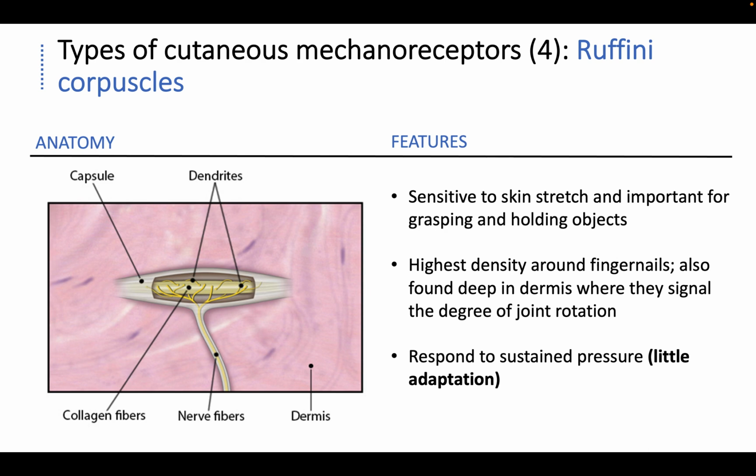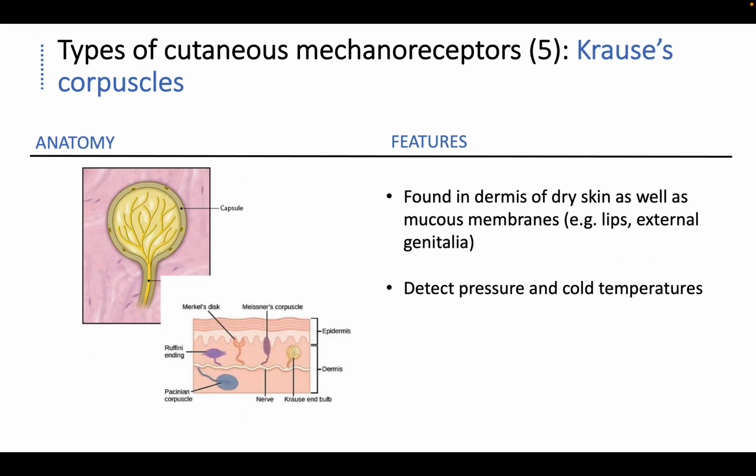Okay, these are going to be tonic receptors, or they're going to show little adaptation or adapt very, very slowly. Okay. All right, the next one are known as Krause's corpuscles.